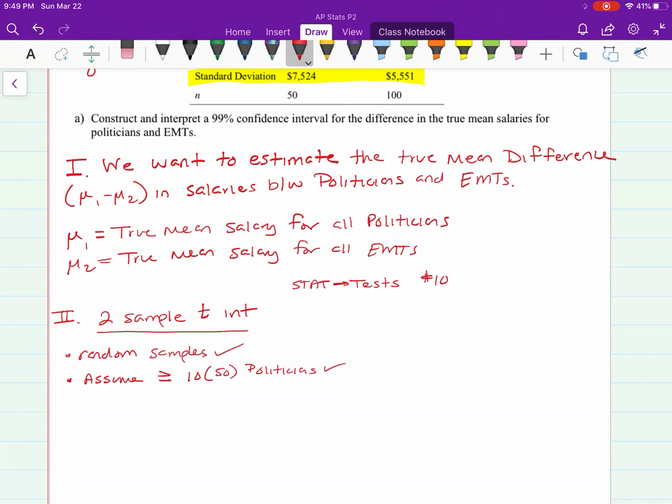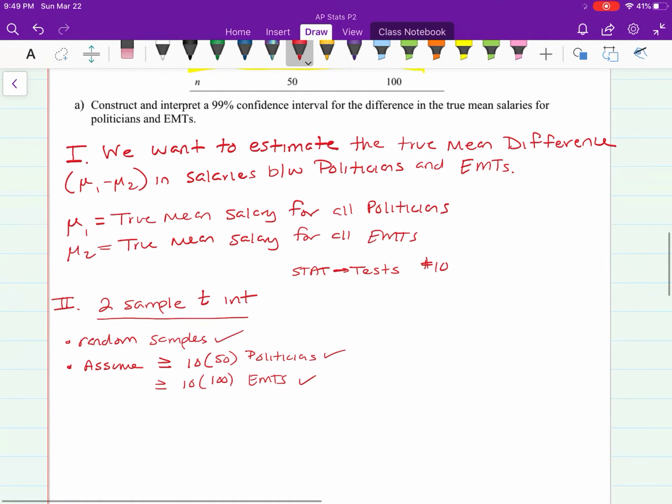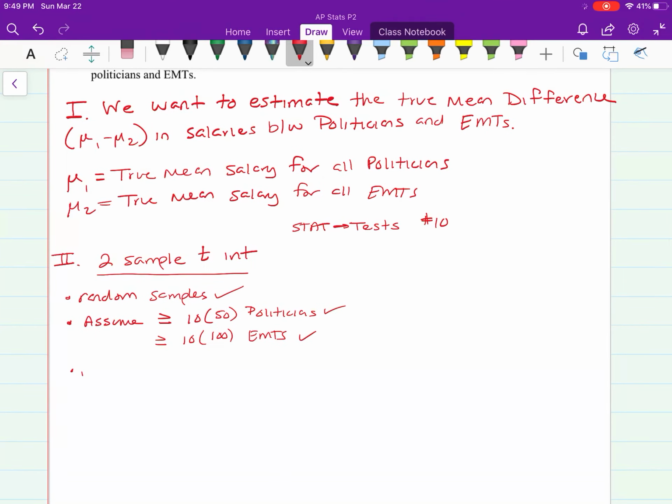Sure. And we're also going to have to assume that there's greater than or equal to 10 times 100 EMTs. Sure. Now for normal, we don't have to worry about any of that n times p nonsense or n times 1 minus p nonsense because this is a means question.